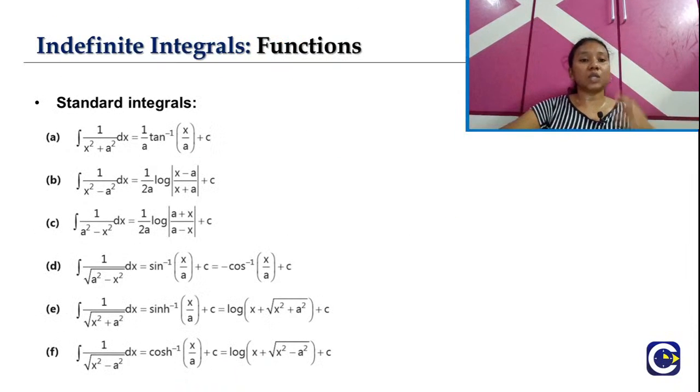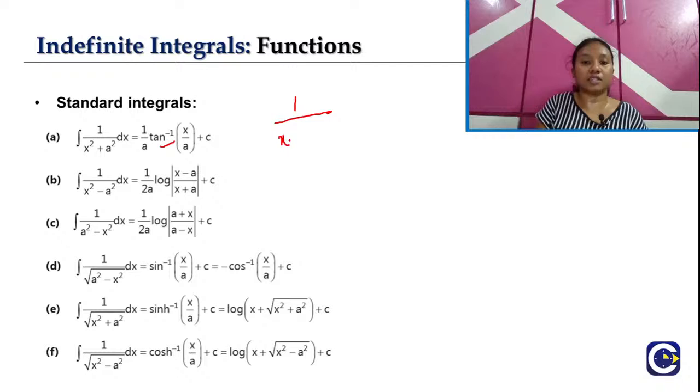Right, so let's start with the standard integrals as I mentioned. So here you can look at here. The function is 1 by x square plus a square. So the direct integral will be 1 by a tan inverse x by a plus c. Right, so in some cases, after simplifying it, we can expect a function like x minus 5 whole square plus some 3 square.